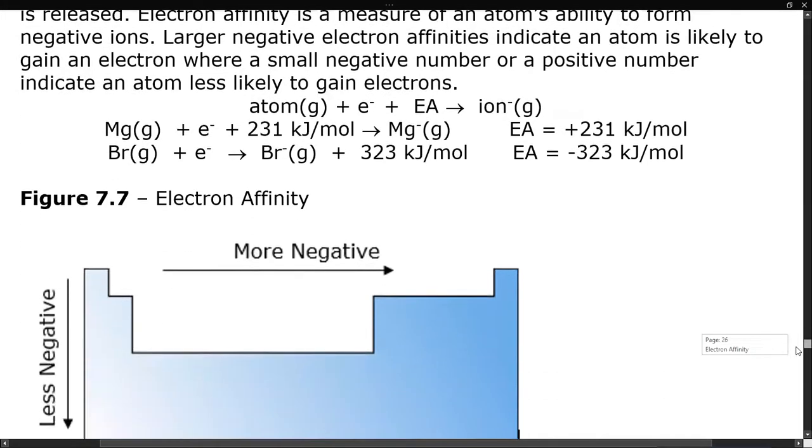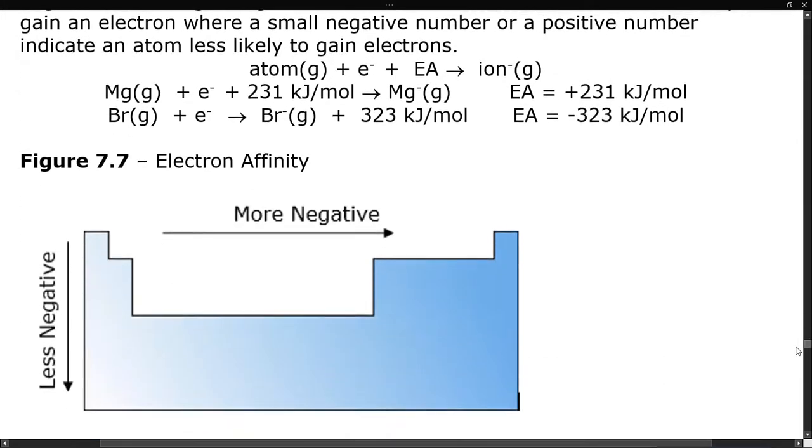But in general, again, group 2A and 5A have more positive, or at least less negative, electron affinities than you would expect. But as a general rule, it's going to get less negative as you go towards the bottom and left, and more negative towards the top and right, excluding the noble gases. Noble gases are all positive.